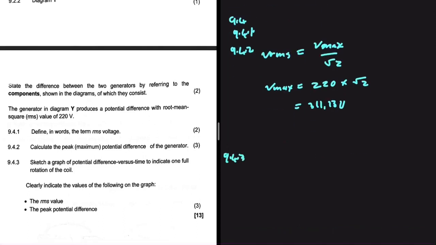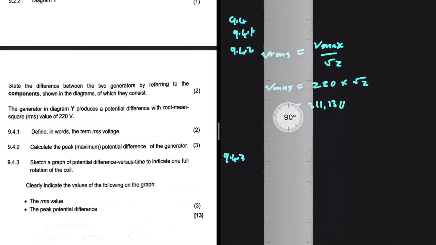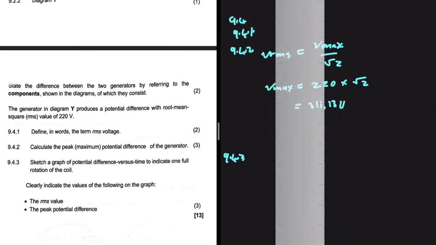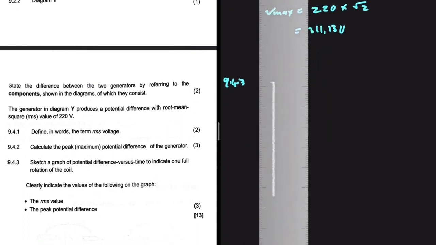The last question, 9.4.3. Sketch a graph of potential versus time to indicate one full rotation of the coil. Clearly indicate the values of the following on the diagram: the RMS value and the peak potential difference. We're interested in diagram Y. Diagram Y is the AC generator. So we're supposed to have a graph of potential difference versus time for an AC generator. It looks different from the potential difference versus time graph of a DC generator.